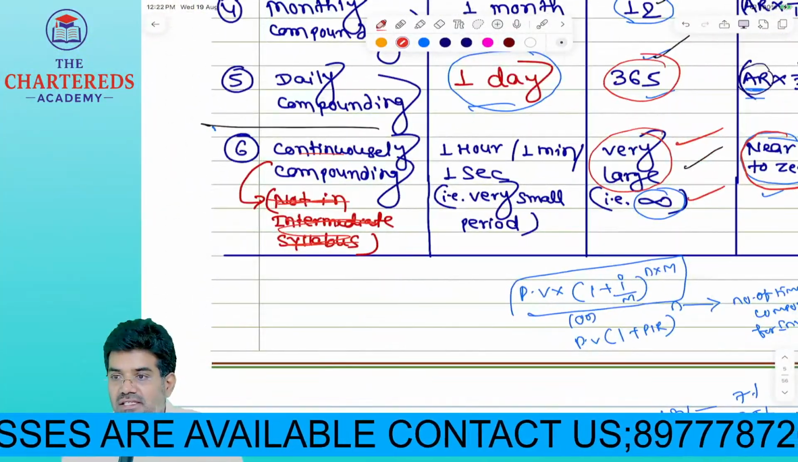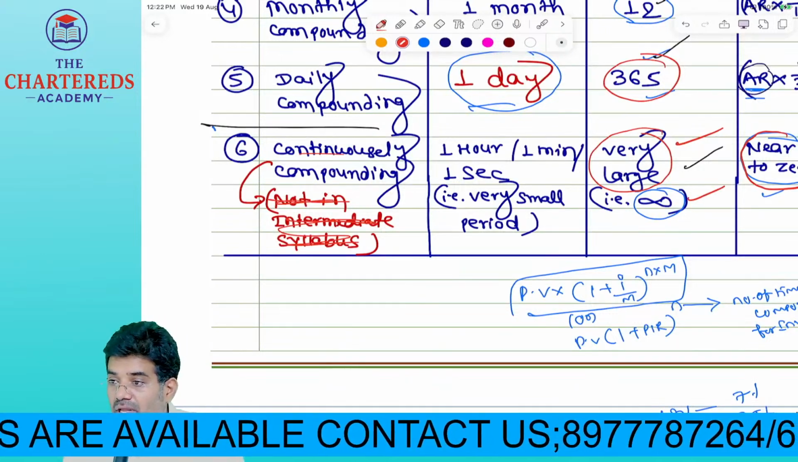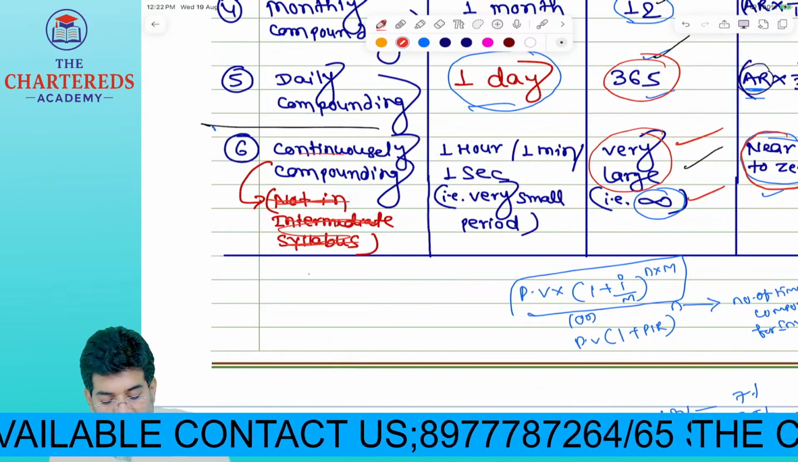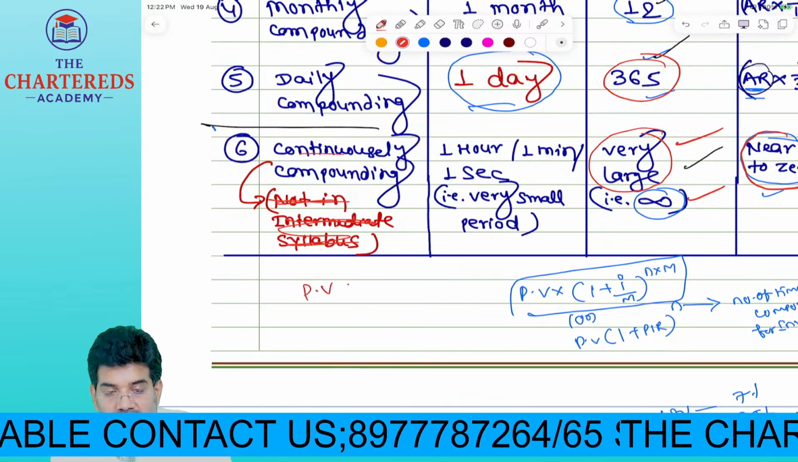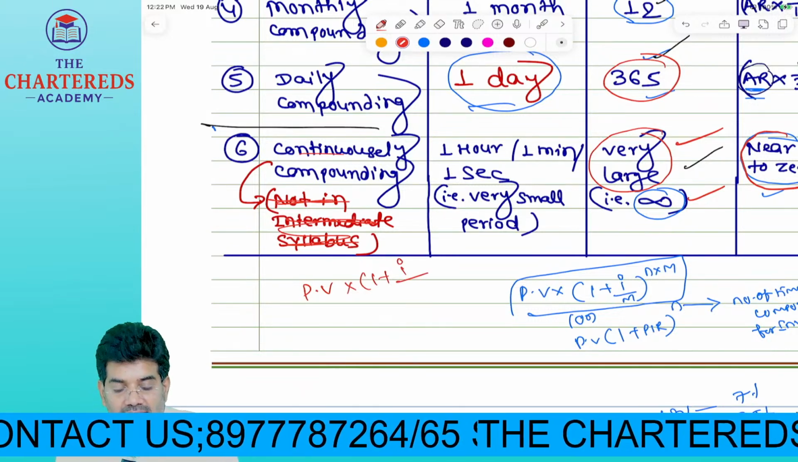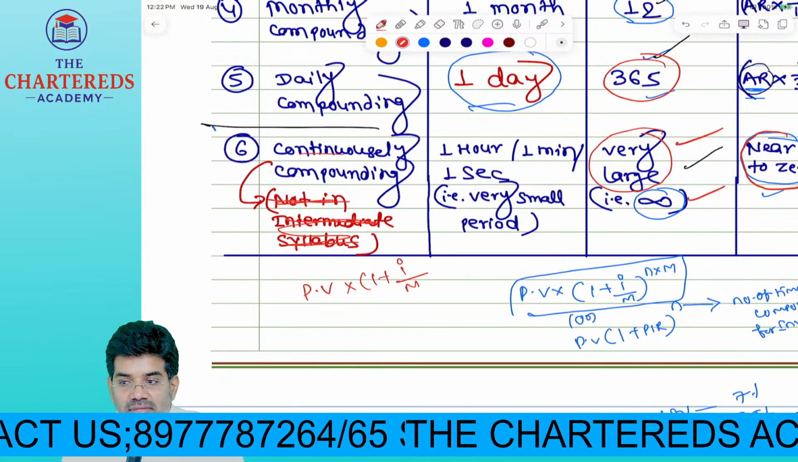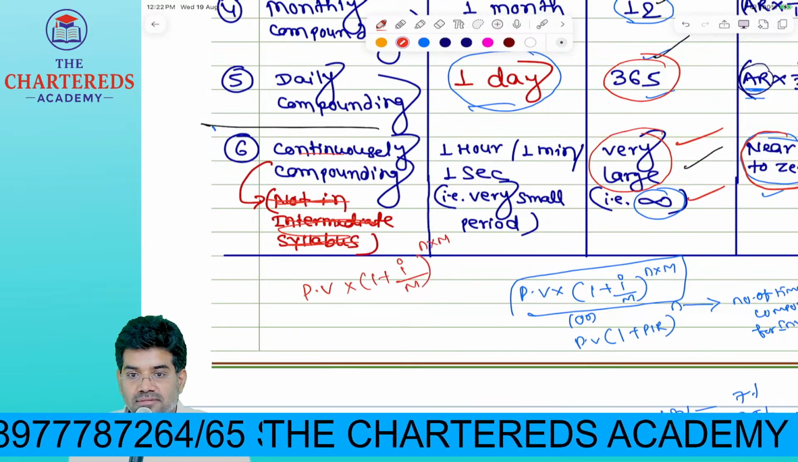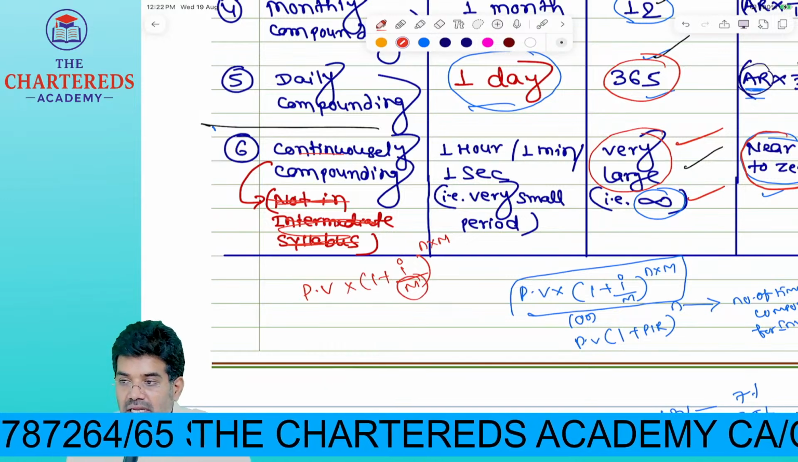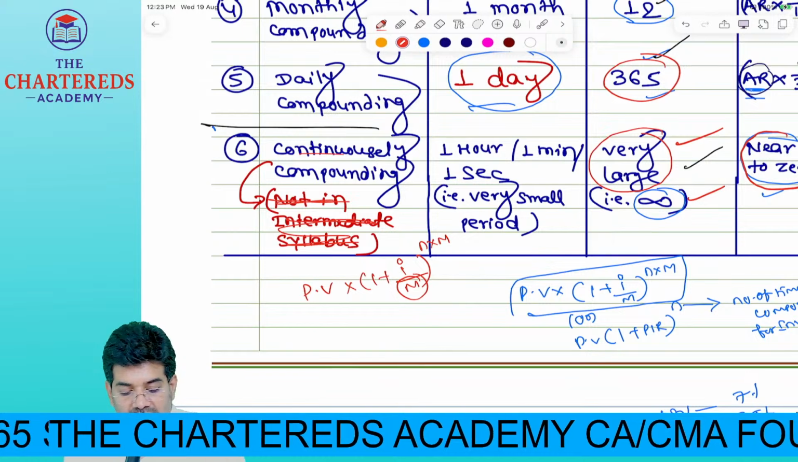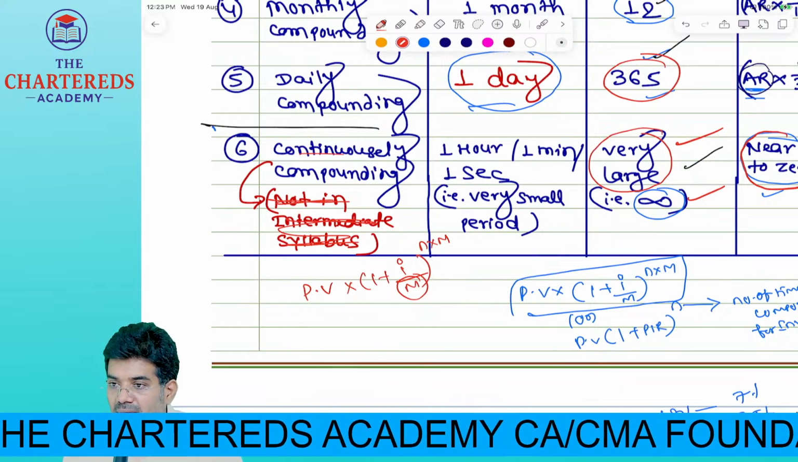But in case compounding is happening more than once in a year, if you want me to give you a formula, the formula is present value into 1 plus i divided by m, whole power n into m. What is this m, sir? Number of times compounding in a year.